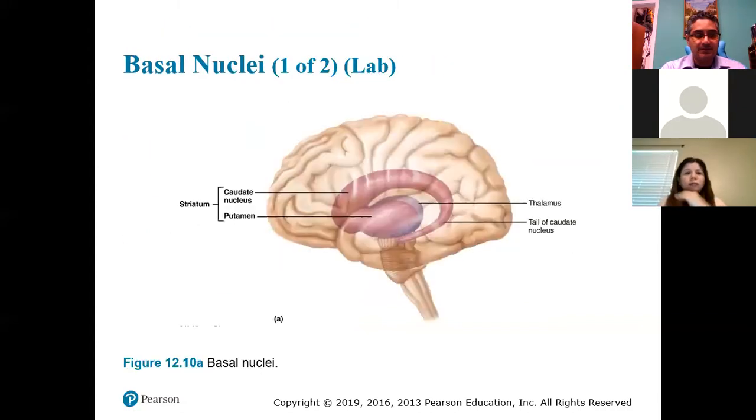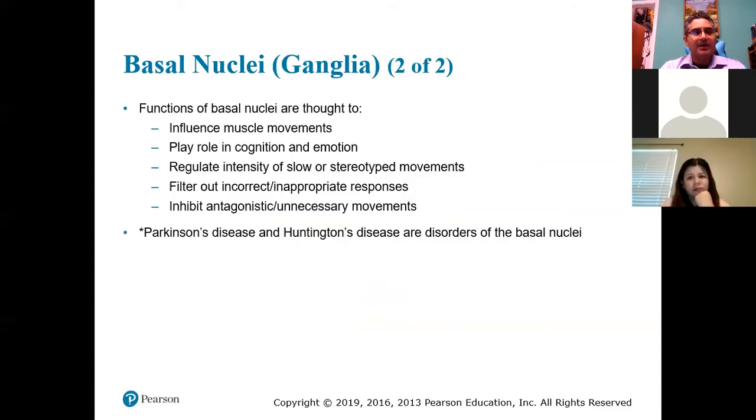All right, here's a lab one for sure. Let's talk about the basal nuclei, or ganglia. It has multiple functions. It influences muscle movements, cognition, and emotion. It regulates the intensity of slow or stale type movements, filters out incorrect and inappropriate responses, and can also inhibit antagonistic or unnecessary movements.